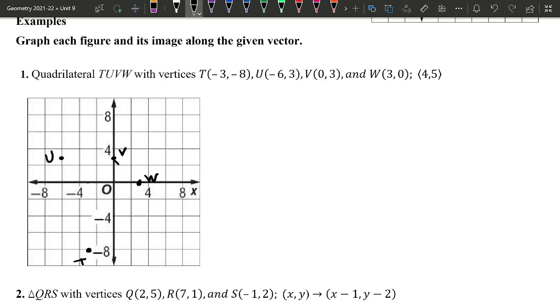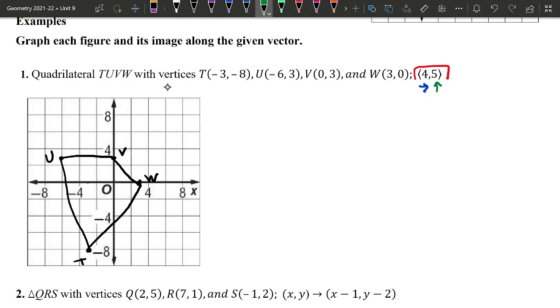You should be able to see that there is a quadrilateral. It's just a 4-sided figure. These are supposed to be straight lines, but I'm not the best at making straight lines. There you go. And it's going to be changed by the vector (4, 5). So again, the x value is a +4, so it's going to shift to the right 4 units. And +5 for y means each point is going to be shifted up 5 units.